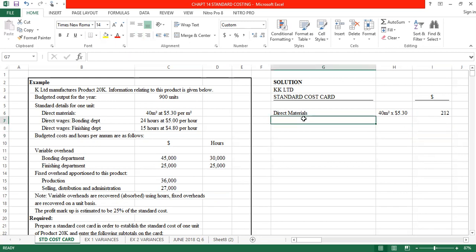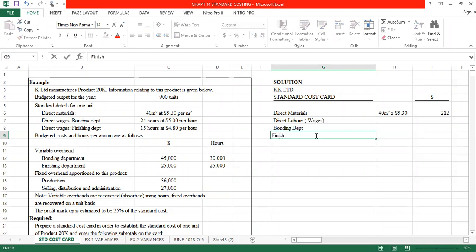Next, we go to direct labor. Here, our labor is also called wages. We have 2 types of wages. We have one for the bonding department, and we also have one for the finishing department.